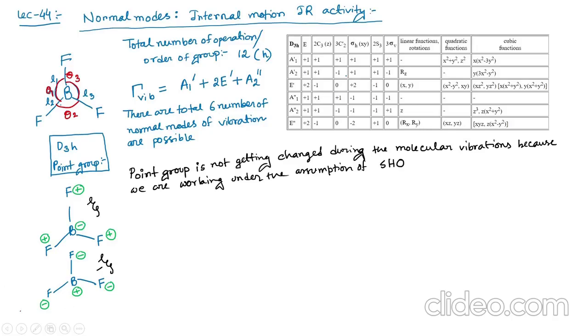So it's not like your D3h will become something else. You may think, if there was a sigma h molecular plane, now B is going below and the fluorine atoms are going up, then how is there a molecular plane? But the change is not much. Okay, just wait for a bit.